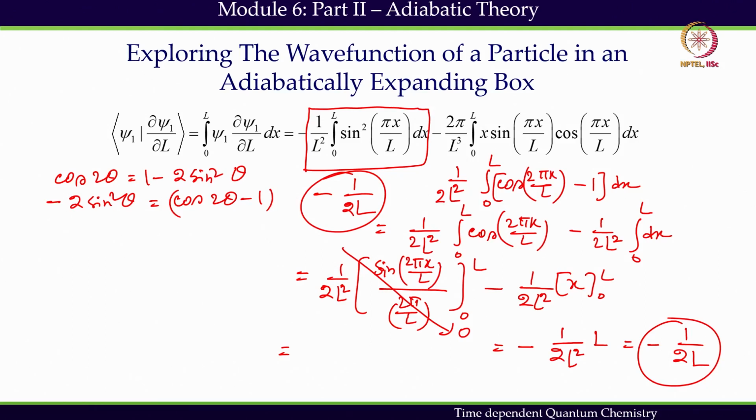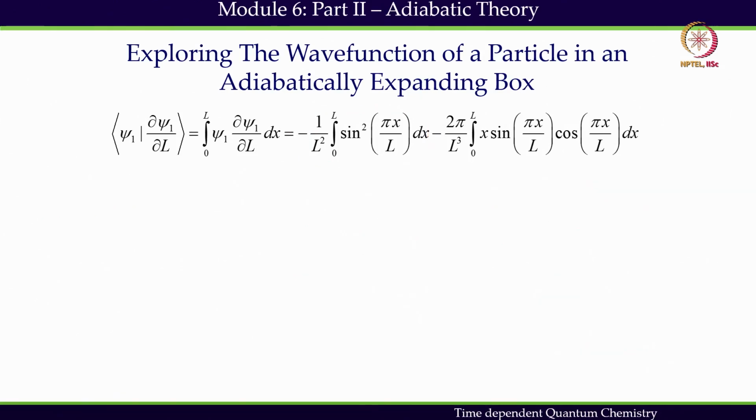On the other hand, not this part, we have included this negative sign here because this is negative. So this entire part is becoming minus 1 by 2L. The other integration, this integration we have to take a look at. This integration we have already got, that is minus 1 by 2L. Now we're looking at this integration.